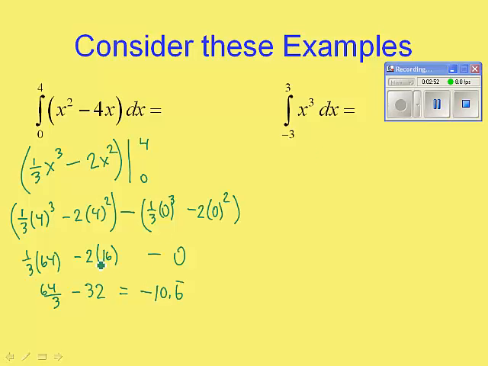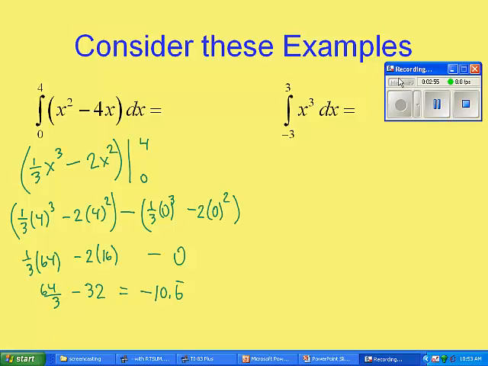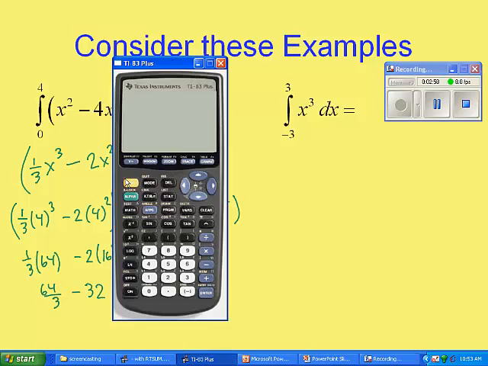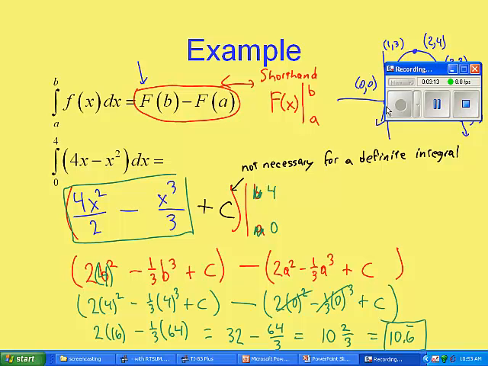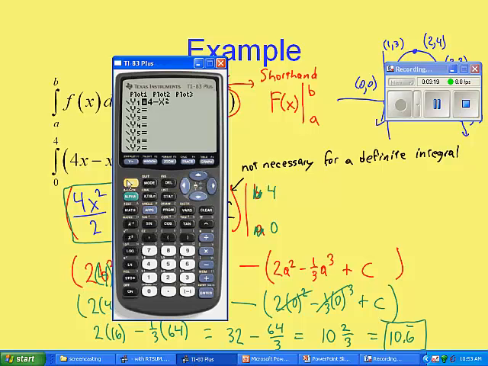Here, I'll go to the calculator. Let me get my calculator back up here. Let me hit the y equals screen. Oh, that's almost right. I don't want 4 minus x squared. Well, first thing I'm going to do is the last example. We have this one, 4x minus x squared. That was my first example I did. And I got positive 10 and 2/3. So let me just insert a little x here. Okay, 4x minus x squared. I'm going to graph it. There's the parabola that we found the area of, right? We found the area under the curve.